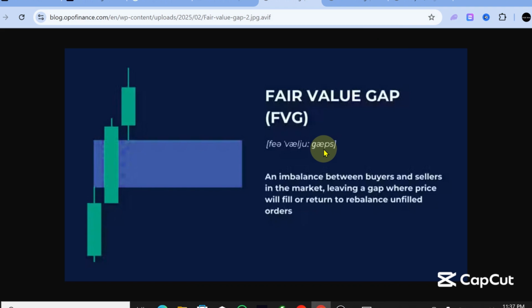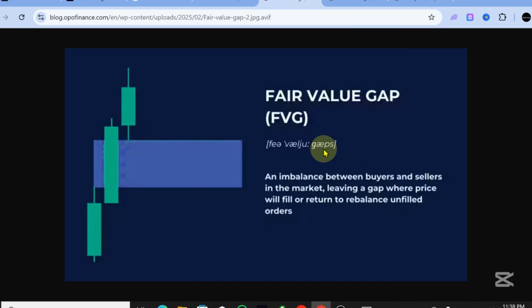Fair value gap shows the footprint of big institutional traders who go into the market with large sums of orders. These big institutional traders go into the market with large sums of money, and it causes imbalance in the market. The good thing is that if you can spot these fair value gaps and trade alongside these big institutions, you will become very, very profitable.